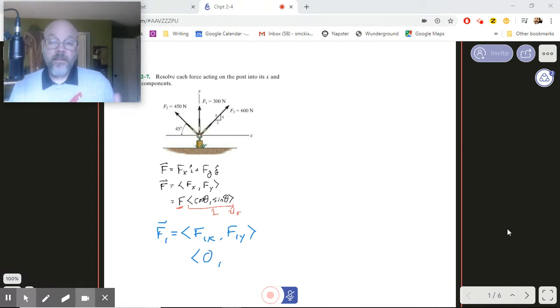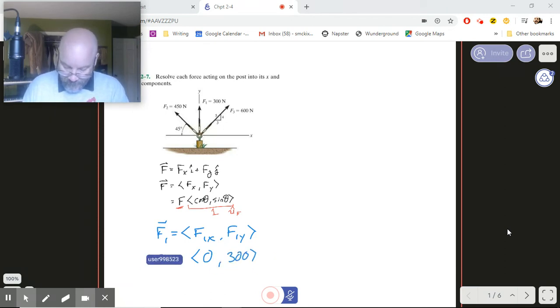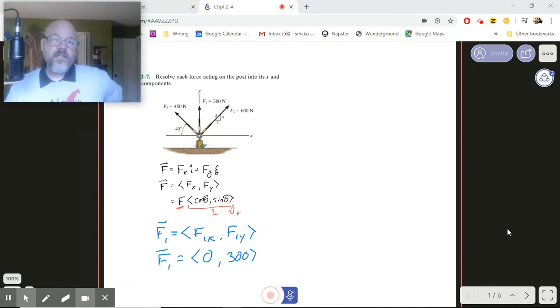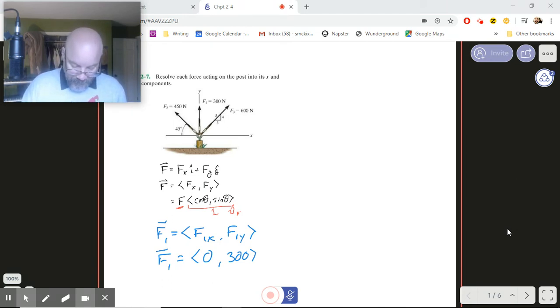And the y component is all that there is. Everything's in the y direction, or we should say the j direction. So that becomes a 300, just like that. So there's my expression for F1 in Cartesian coordinates, with its components that way. So 0, 300. Okay, let's take a look at the next one.